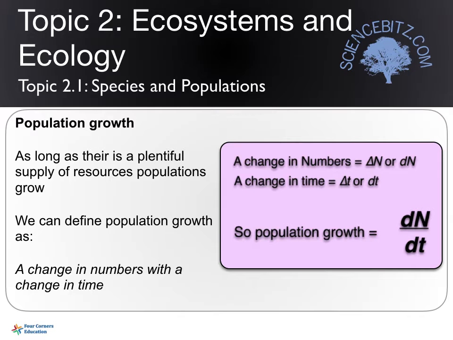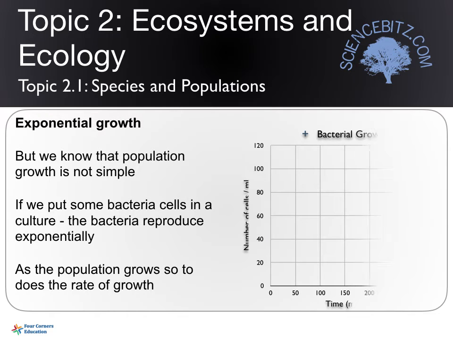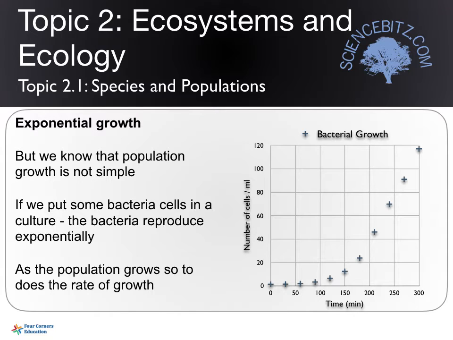However, we do know that population growth is not simple. If we were to put some bacterial cells in a culture, they'd start growing. And we get a graph of number of cells that would look something like this over, here I've got 300 minutes. So we've got a population growth rate. And what you can see immediately is that the graph is not straight. There's a change of rate in the population growth. So we've got changing rates of population growth throughout the graph.